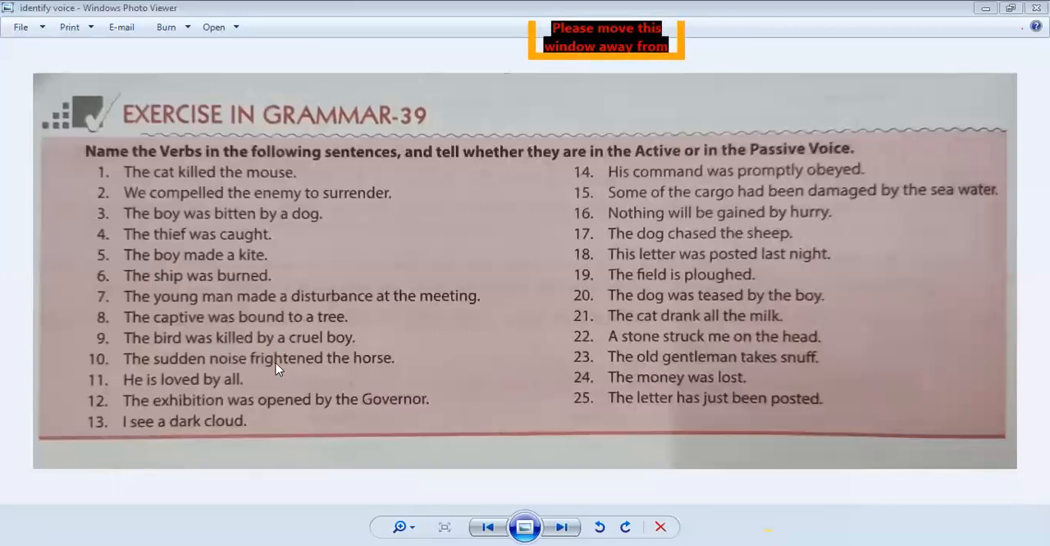Frightened म्हणजे घाबरवलं. कुणाला? हॉर्सला. कुणी? The sudden noise. So this is active voice. Okay, the sudden noise frightened the horse. This is active voice because the action is being performed by the noise itself. Okay, the passive voice will be the horse was frightened by the sudden noise.